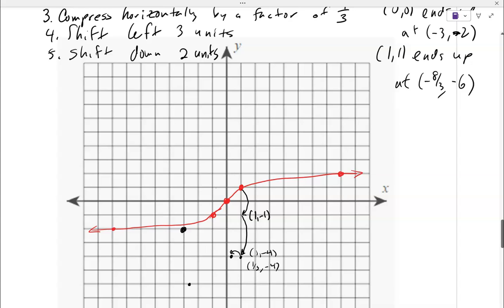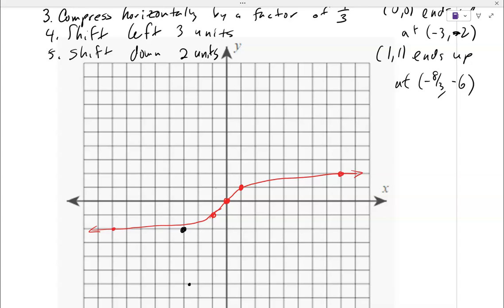So like I said, I'm going to erase all of these. I was just writing it along so we could trace where it went. Okay. So again, we flipped, multiplied, compressed, and then shifted and shifted. Let's do the next one.